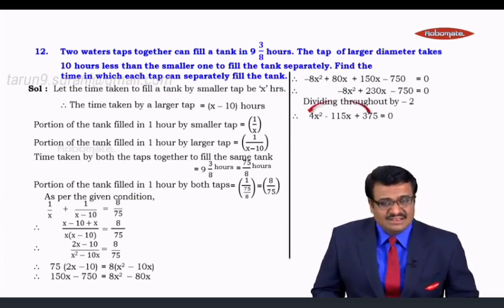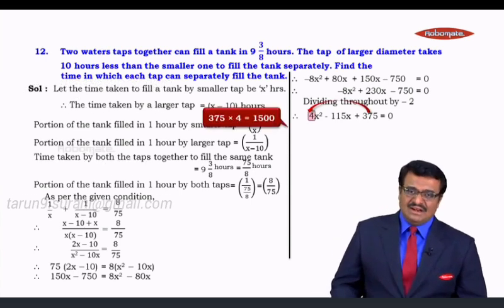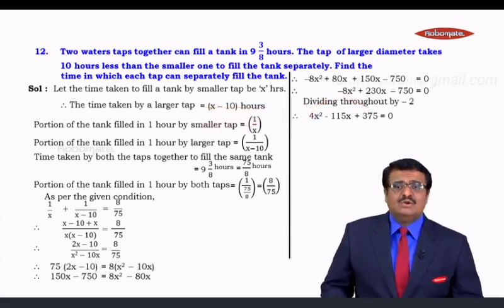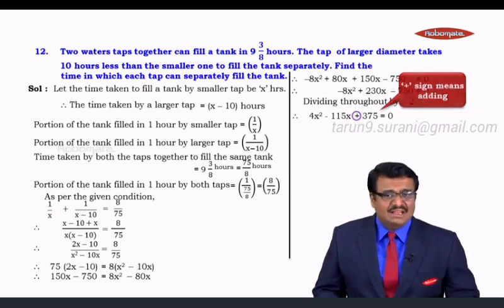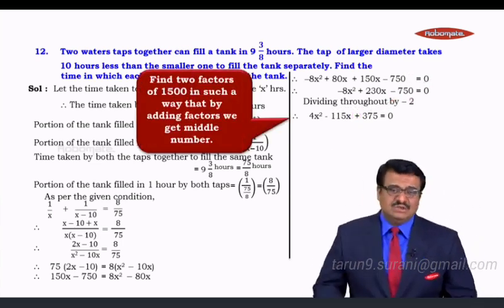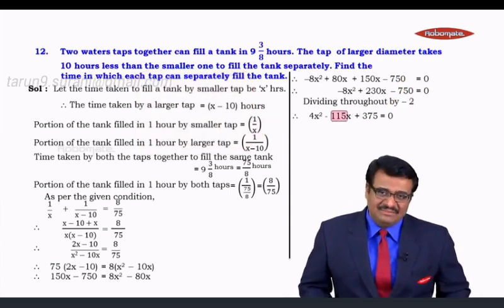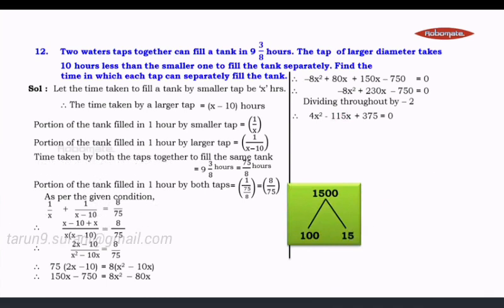Three terms are there. So let us try to split the middle term. 375 into 4 is 1500. Let us get two factors of 1500 in such a way that, look at the last sign. The last sign is plus. Plus means by adding the two factors, we get the middle number 115. Two factors of 1500, by adding the two factors, we get the middle number, which is 115. Right?